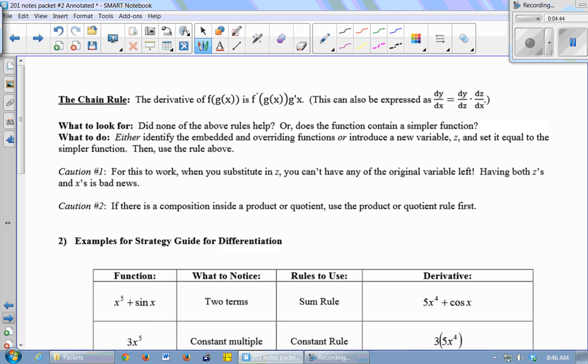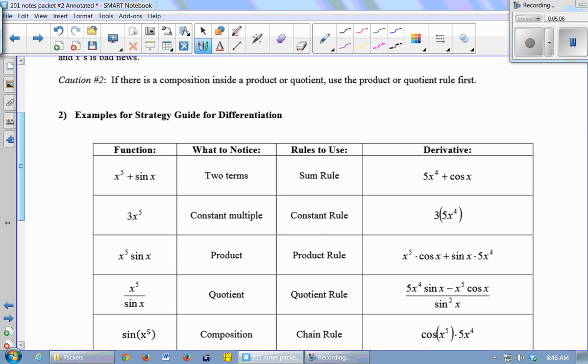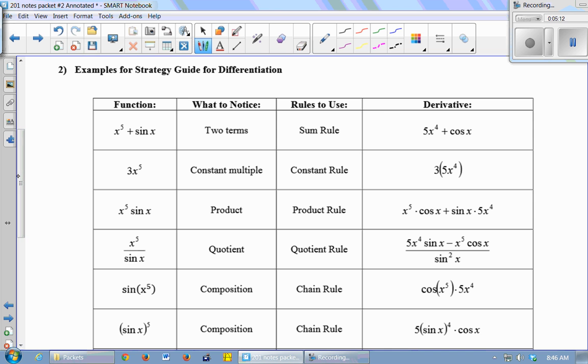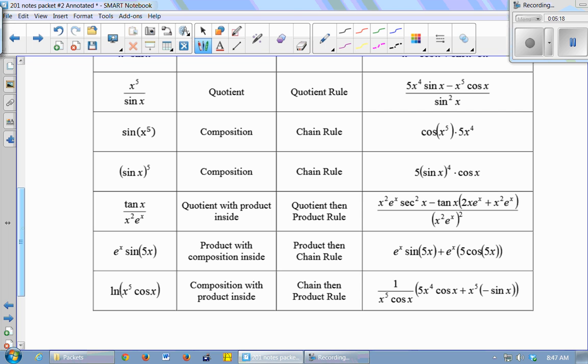And then we have the chain rule. The derivative of a composition of two functions: you take the derivative of the outside function, evaluate it at the inside function, times the derivative of the inside function. If there's a composition inside a product or quotient, use the product or quotient rule first. So here are some examples. I won't go through all of them, but these are examples, particularly these last three, pretty complex examples of using the chain rule and the product or quotient rule.